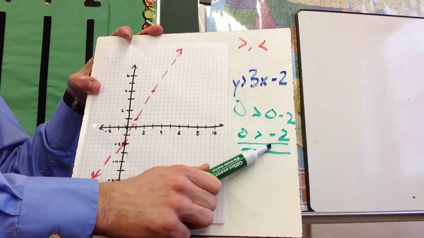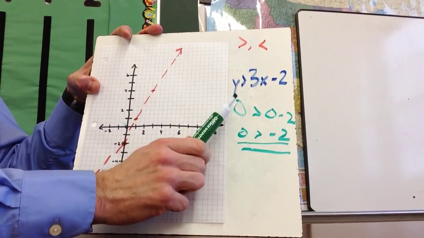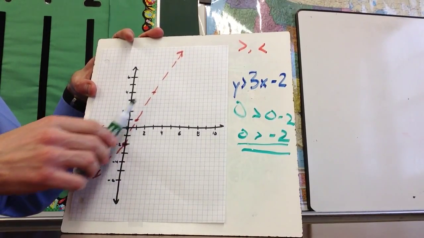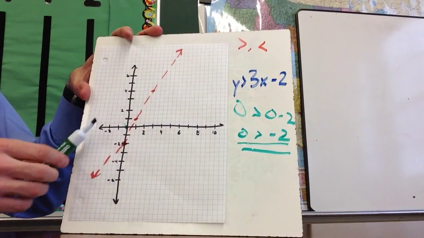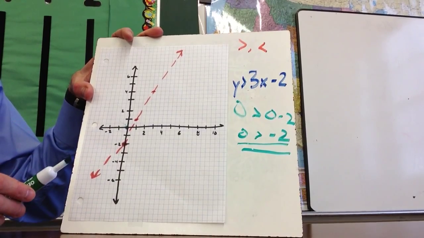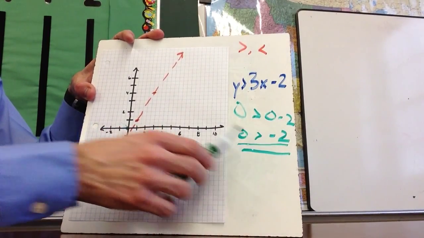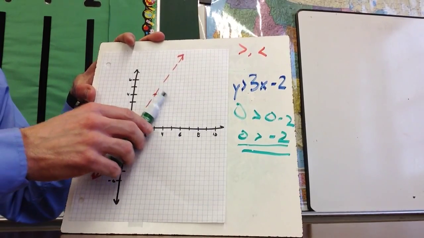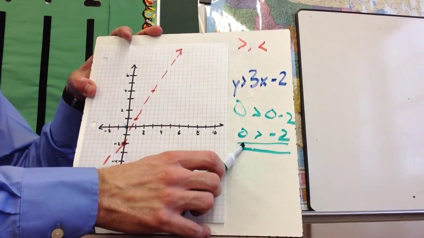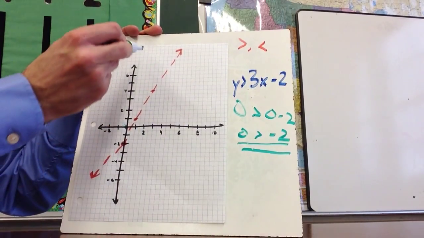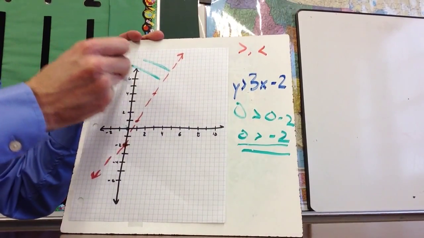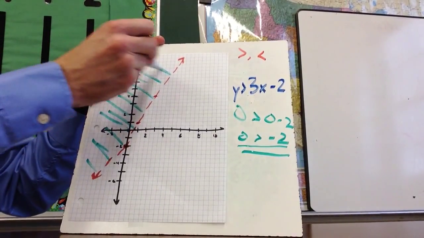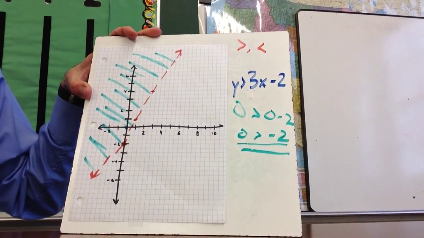Looking now at this inequality, if this inequality is true, then the point 0, 0 should be shaded, and everything on the same side of the line as 0, 0 will be shaded. If this statement is false, then 0, 0 is not part of the solution set, meaning that I need to shade the other side. So since 0 is in fact greater than negative 2, I'm going to shade all of this. So all of the points on this side of the line will make this statement true.